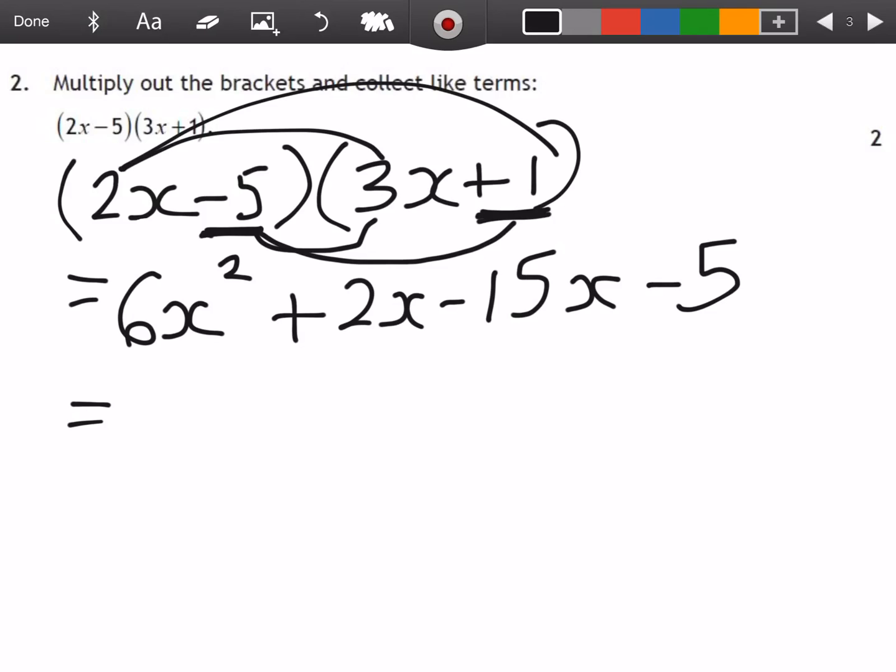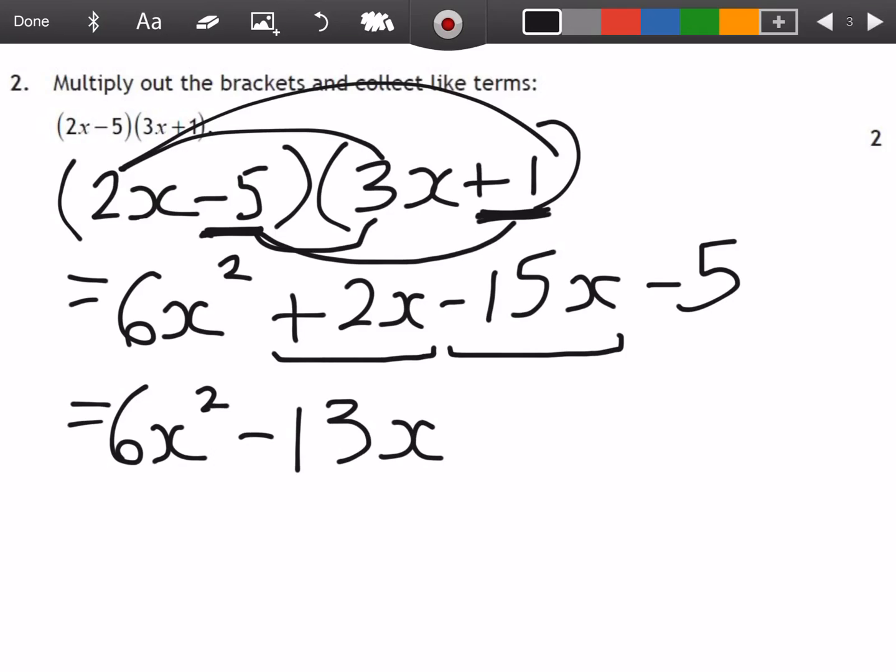Right, okay, collect any like terms. There will generally be a couple of terms that go together to get your final mark here. The 6x squared is still 6x squared. You'll notice there's a plus 2x, but there's also a minus 15x. Positive 2, take away 15, is negative 13x. Okay, and don't forget the minus 5 at the end. There you are. Okay.